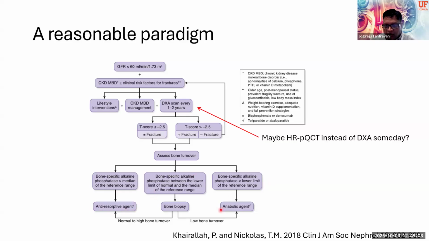If we were to identify low turnover, we could use an anabolic agent like teriparatide. Somewhere in the middle, I guess we're forced to do a bone biopsy. But again, perhaps one day, this particular technique, HR-pQCT, or the virtual bone biopsy, will substitute for an actual bone biopsy.